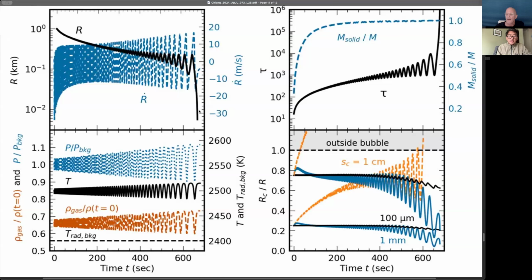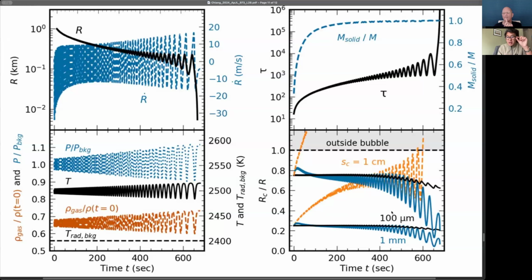Maybe what I can do is go to the bottom right panel. For the bottom right panel, I'm putting little test particles inside this bubble. The particles, solid particles, have different sizes. The different colored curves correspond to different size particles. The black curves correspond to real, honest to goodness solid particles at 100 microns, not that different from chondrules.